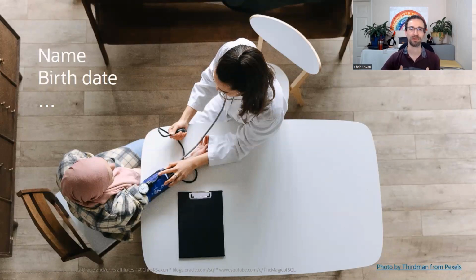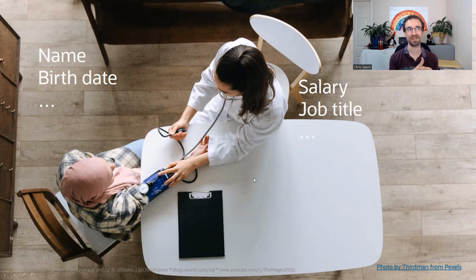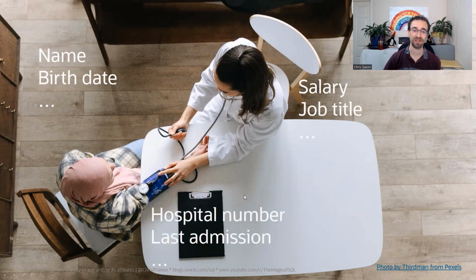However, there's a whole set of attributes which only apply if you're staff, things like what your salary is, what your job title is, which department you're in, and so forth. Similarly, if you're a patient, there's a whole set of attributes which only apply if you're a patient, things like your hospital number identifier, what treatment you've had, when you were last admitted or last saw the doctor. So there's attributes that are common, and there's some which only apply depending on whether you're staff or whether you're a patient.